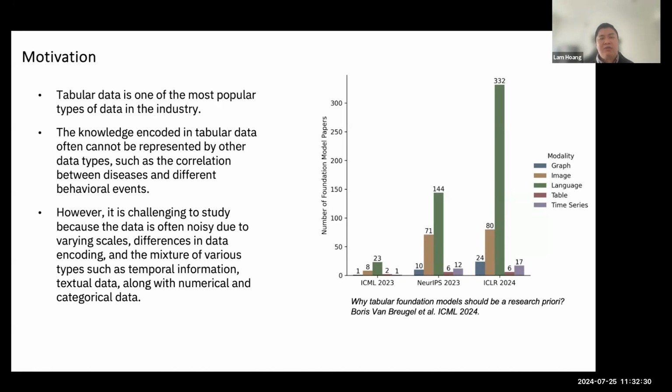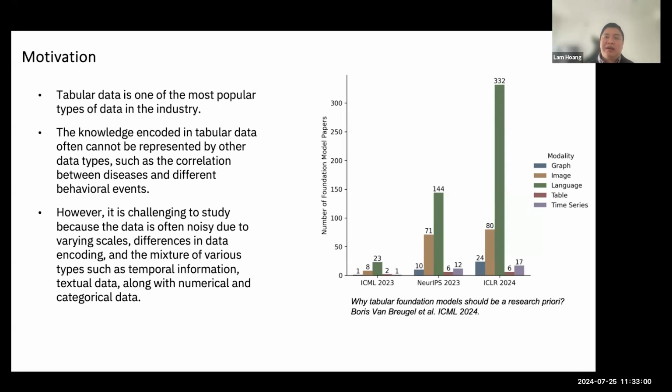For example, we have a column with income information. Imagine you have income information from different industries. They have different distributions. They may have different currencies, right? So the scale is already different. And even the data can have a mixture of different things, like temporal information, textual data, along with numerical and categorical data. And even a category in a table can be encoded in different ways.